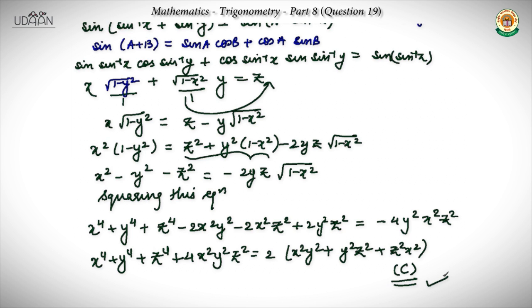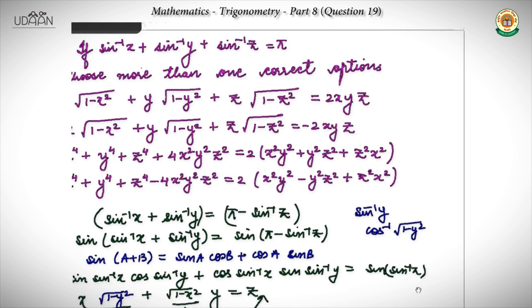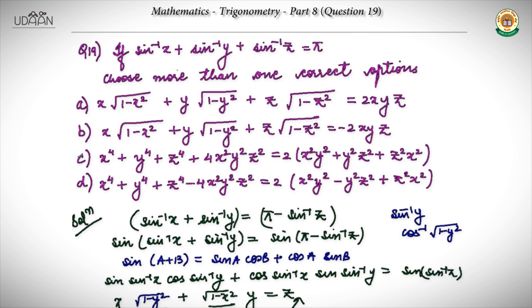Okay. But still, since there's a more than one question given, I think I'll try more. एक बार ऑप्शंस का फॉर्म देखते हैं. हमें ऑलरेडी ऑप्शन सी आ गया है. ओके.